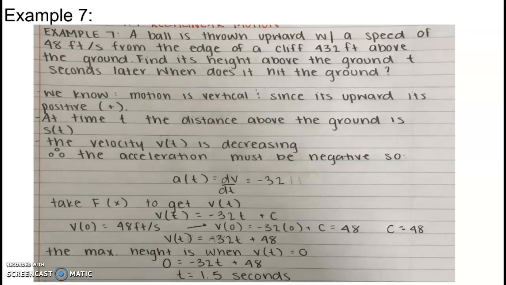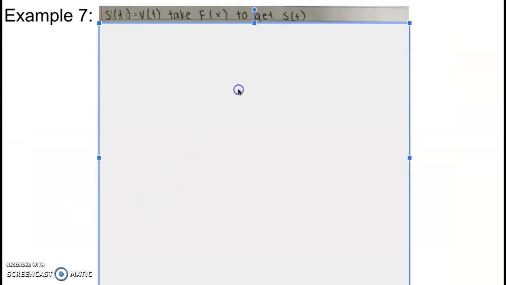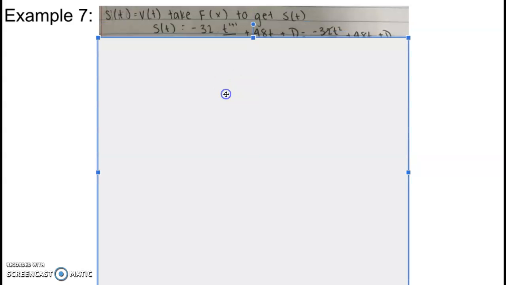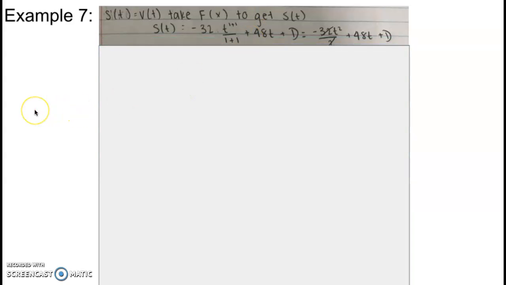Moving on to the second part. Since s prime of t equals v of t, we're going to take the antiderivative again to get s of t. So when we do that, using the same method we have been, we get negative 32 times t to the 1 plus 1 over 1 plus 1, plus 48t plus d, equals negative 32t squared over 2 plus 48t plus d.